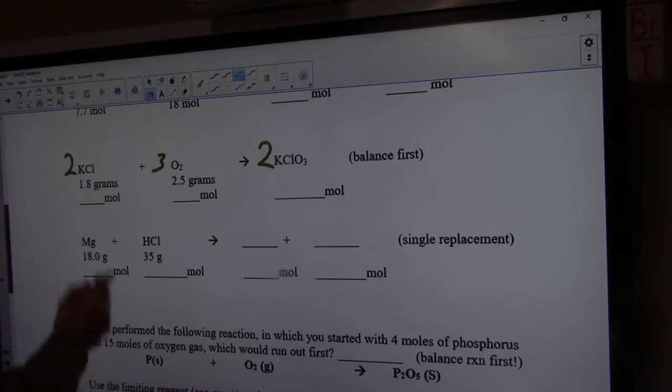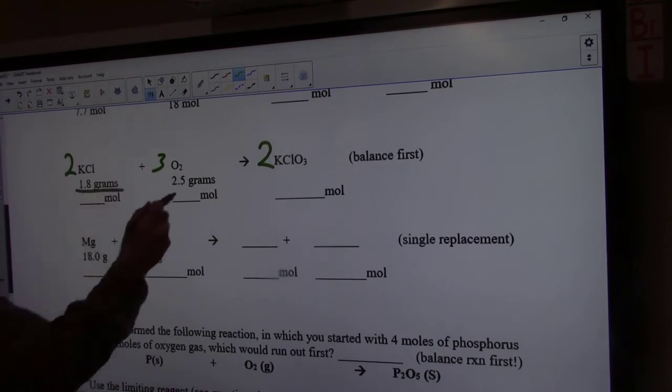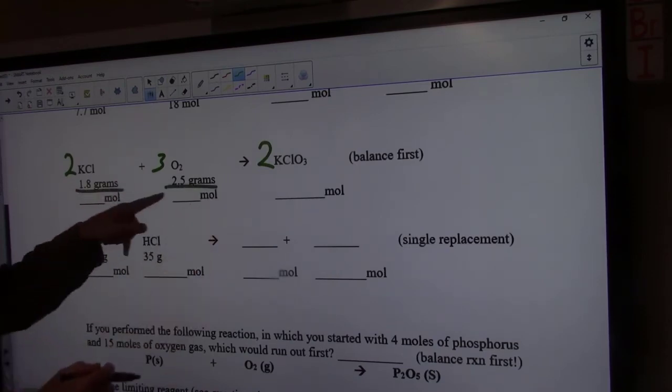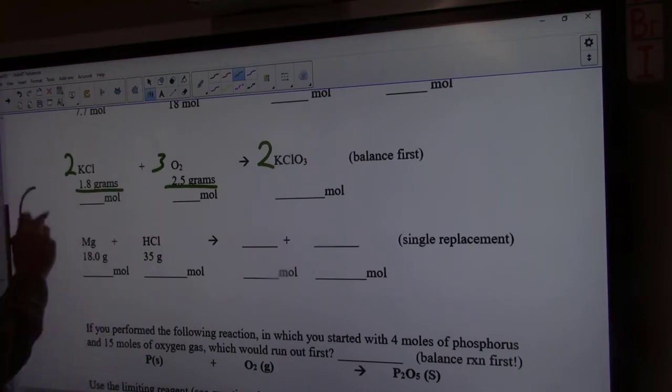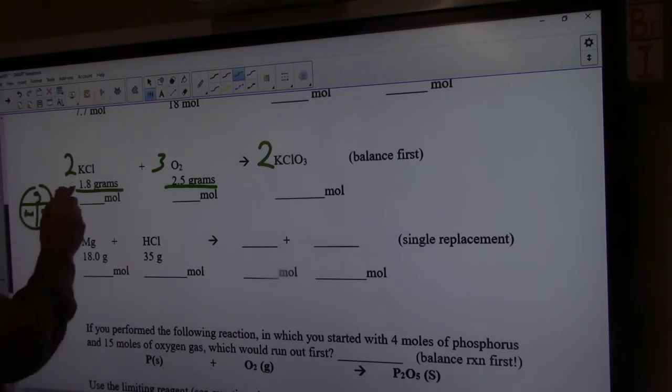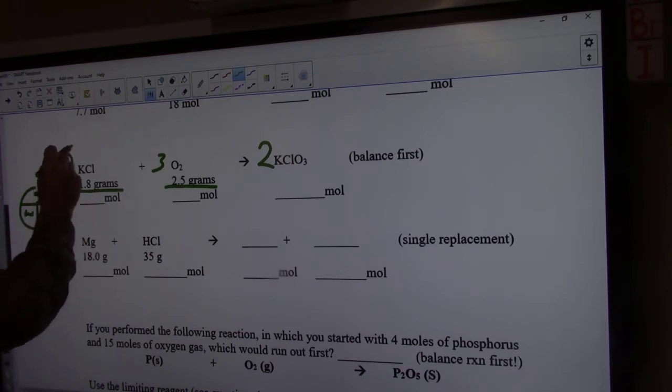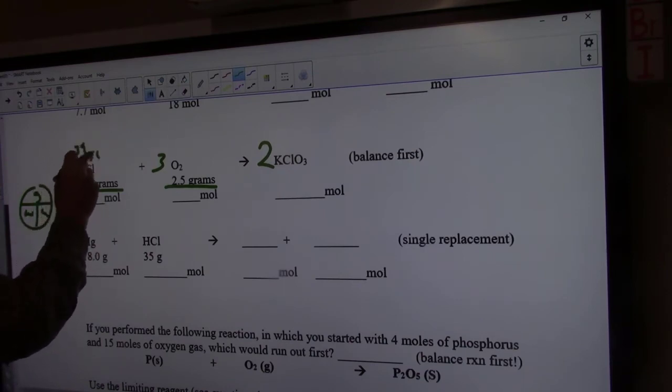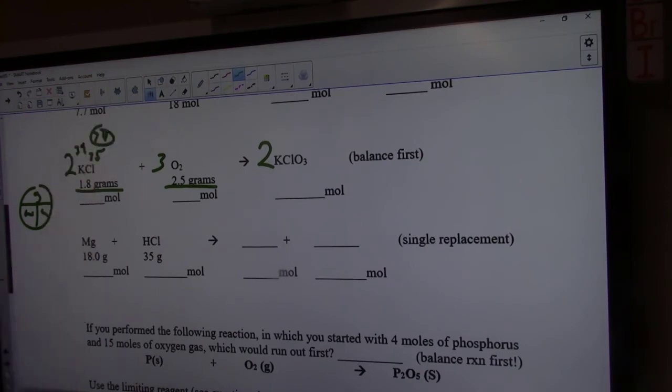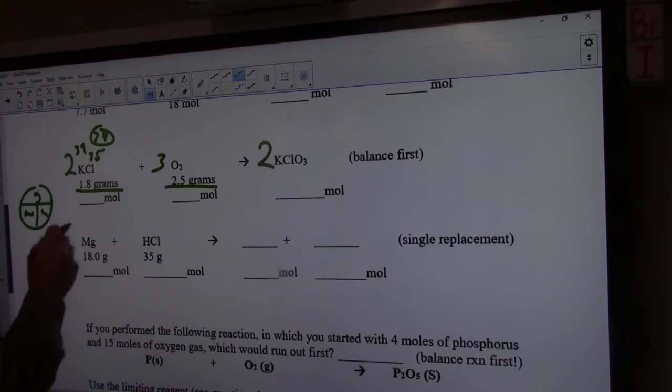All right. Oh no, I only gave you grams. All you have to do is calculate the moles, using moles equals grams divided by molar mass. 1.8 divided by K is 39, Cl is 35, together that's 74 grams per mole. Small number we're going to have, 1.8 grams divided by 74 equals 0.024 moles.